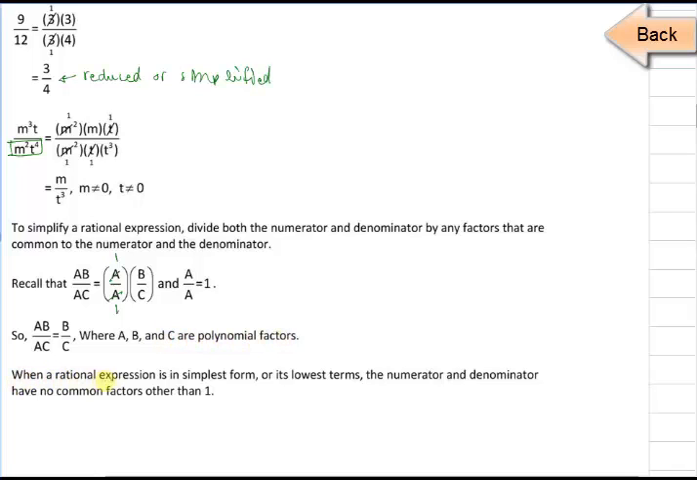So when a rational expression is in simplest form, or its lowest terms, the numerator and the denominator have no common factors other than 1. So this concludes our discussion on equivalent rational expressions.